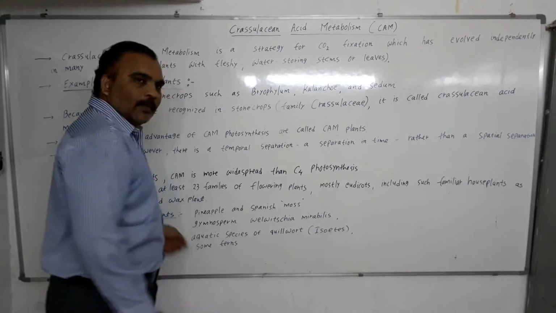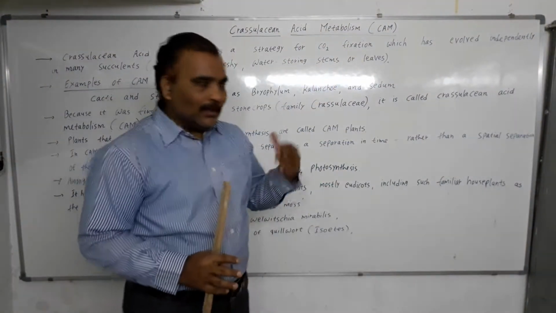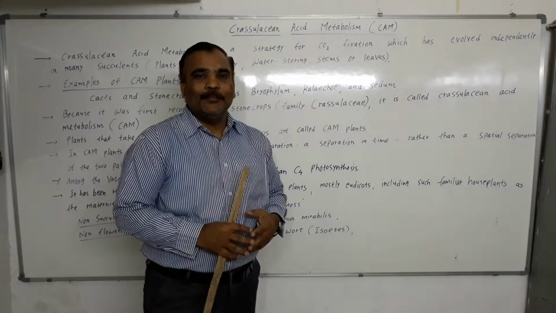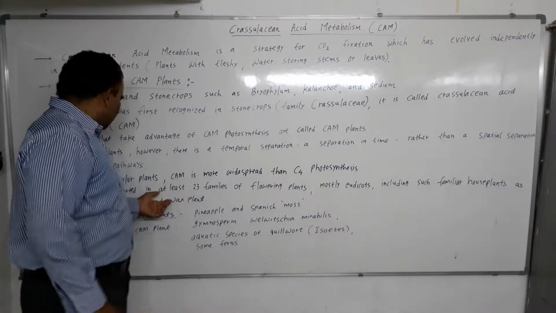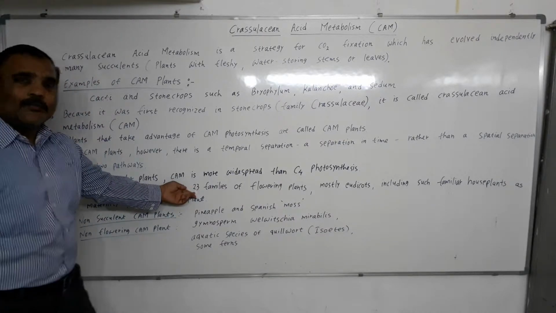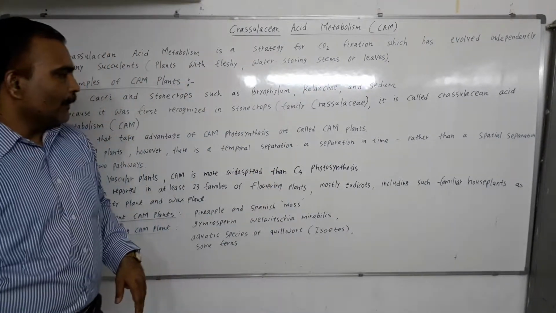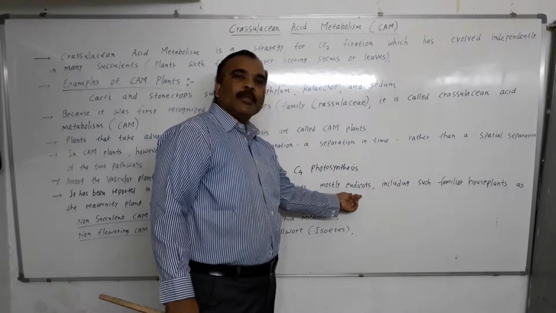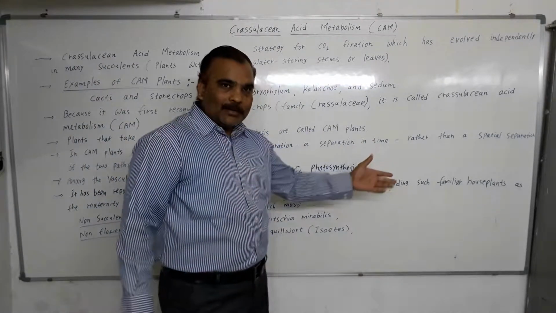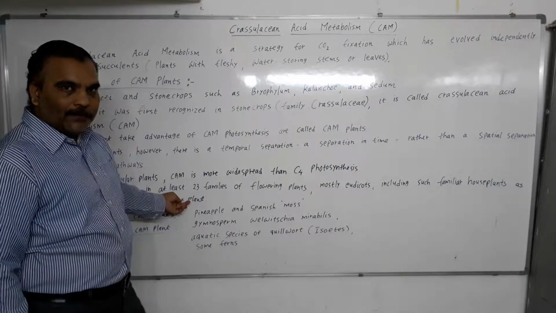Now in vascular plants also, this crassulacean acid metabolism is widely spread. There are 23 families of flowering plants in which CAM takes place, mostly eudicots. Then some house plants, for example maternity plant and wax plant.